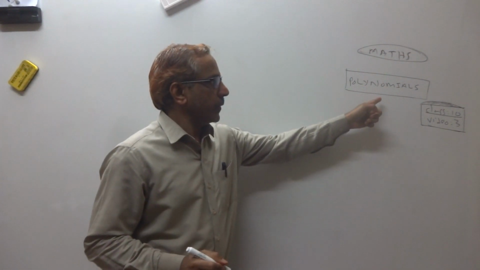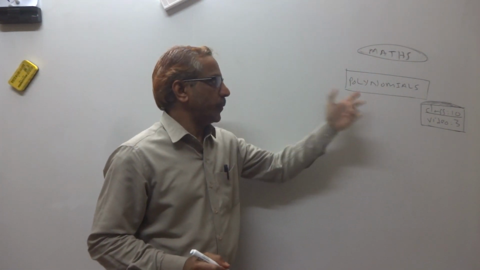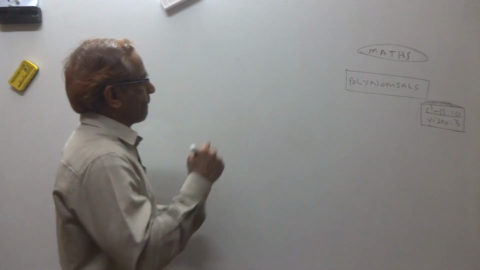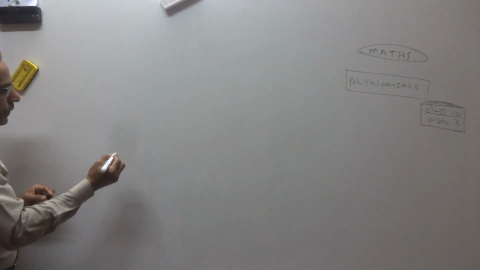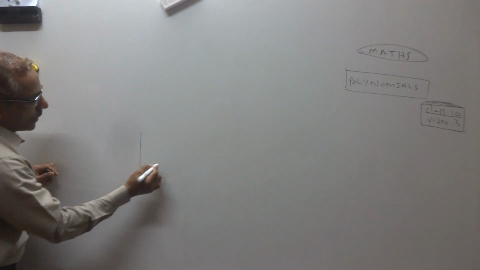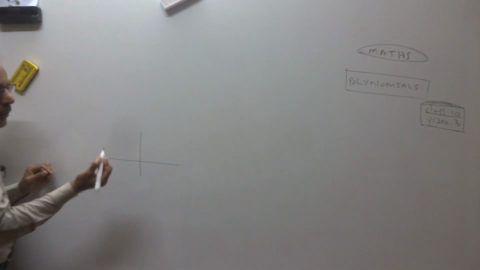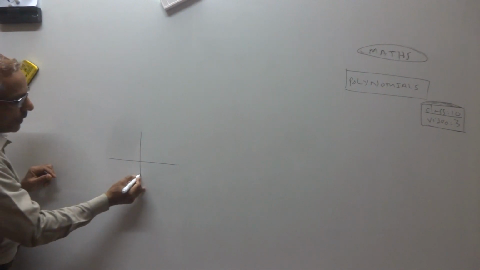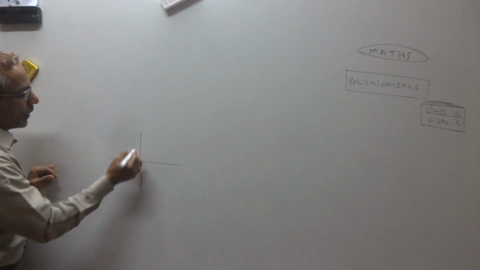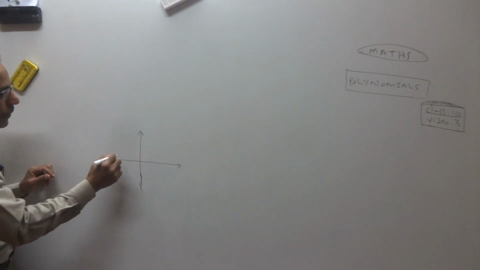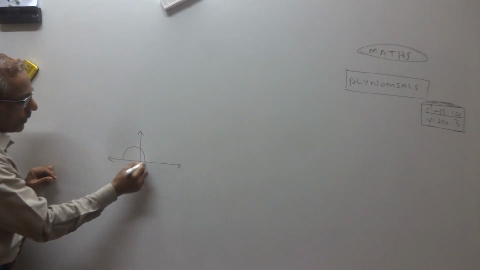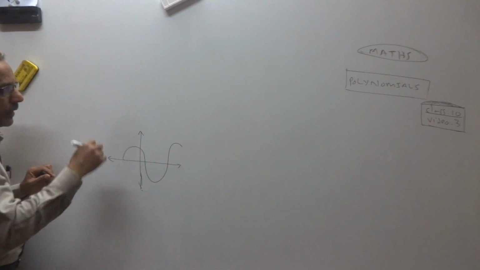Yeah, we continue with the third video of polynomials, 10th class. In the last video, we discussed how to find the zeros of a polynomial, and how to find the number of zeros of a polynomial whose graph is given. See, this type of questions we did last class.